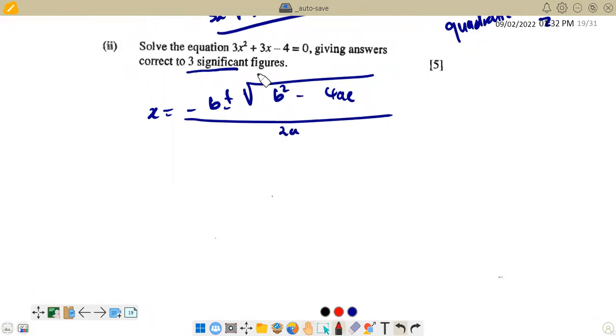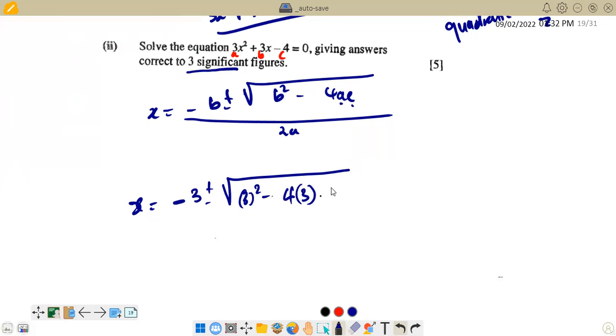So we're going to have our a here, our b, and our c. This is what you're going to substitute in this formula. So x is equivalent to negative b, which is negative 3, plus or minus the square root of b squared, our b in this case is 3, so it's going to be 3 squared minus 4ac. Our a is 3, and our c is negative 4.